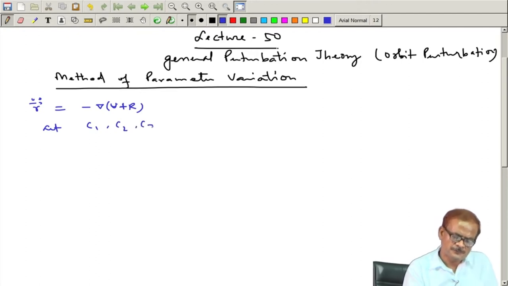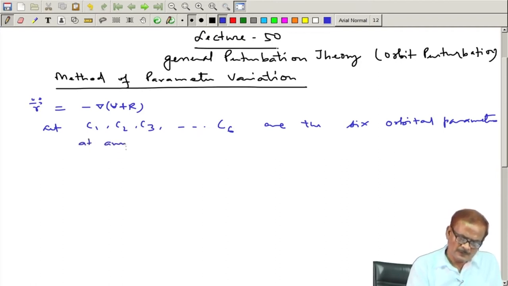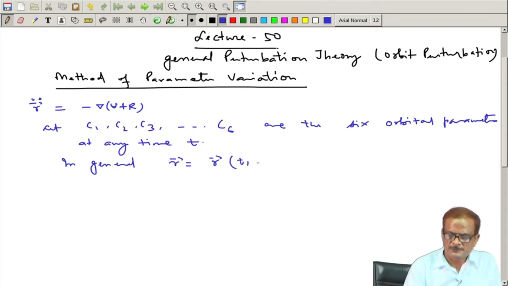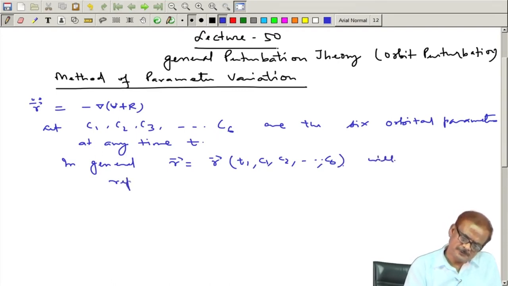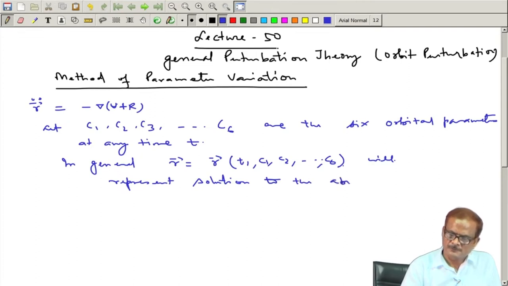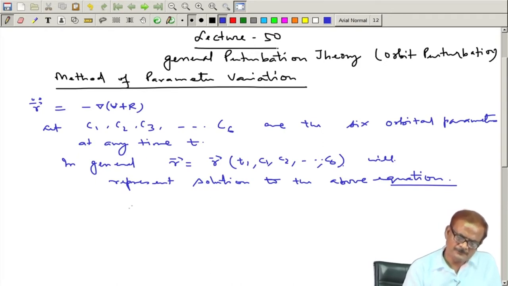Let c 1, c 2 to c 6 are the 6 orbital elements or parameters at any time t. So, in general r equal to r of t, c 1, c 2 to c 6 will represent the solution to the above equation, and this we are going to apply on a simple problem to understand how the parameter variation method works.